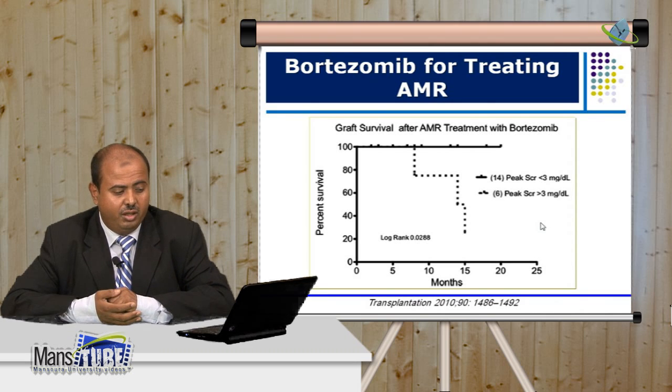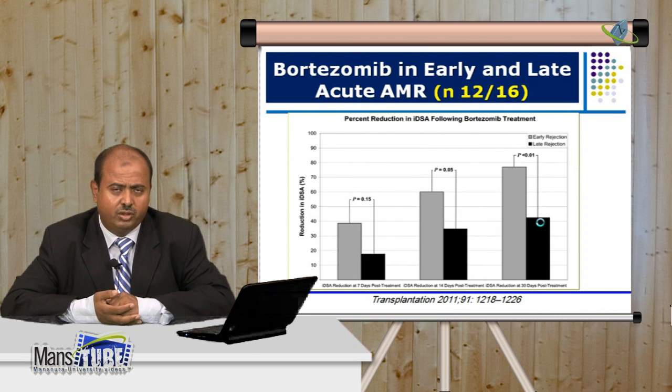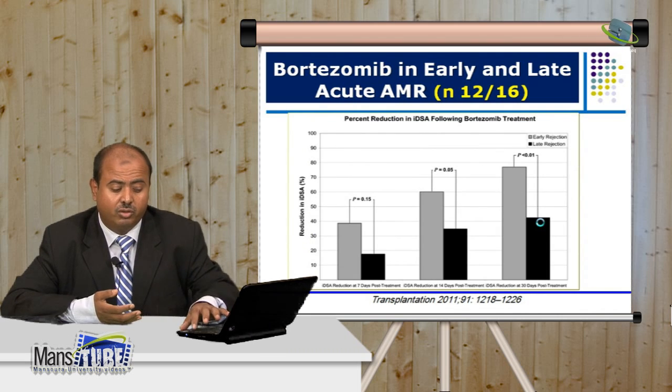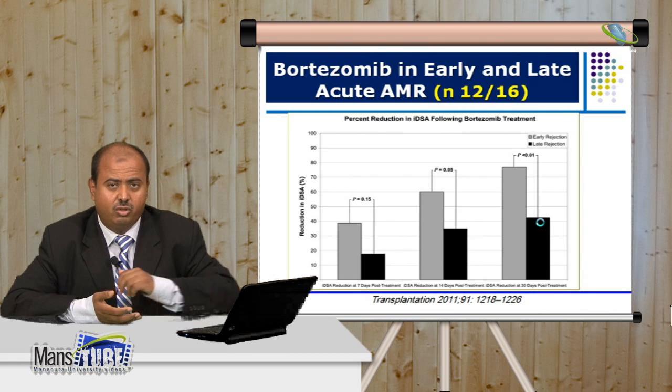So if you look carefully, if you treat the patients while the creatinine is relatively good, so creatinine below 3 milligram per deciliter, you will find a good outcome. If you are treating a patient with higher creatinine, the outcome is affected. So serum creatinine before treating the patients with bortezomib is important prognostically to know the effect.